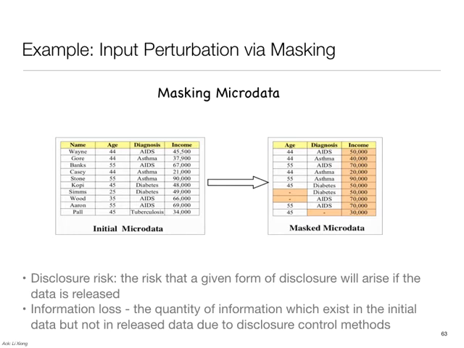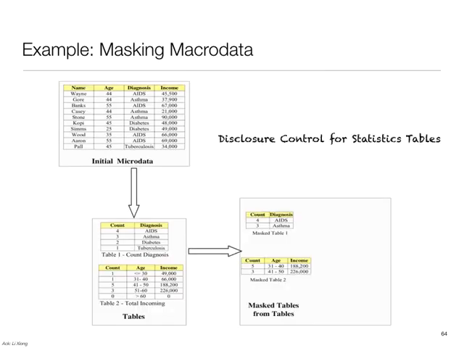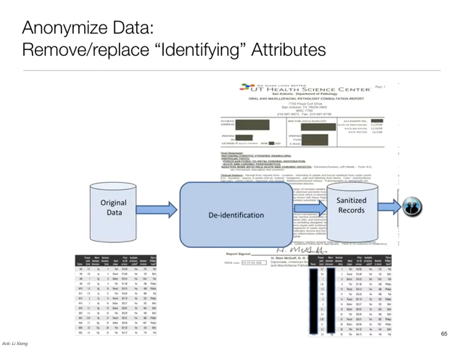You have to be willing to degrade the information you are going to share sufficiently so that the disclosure risk is minimized. Okay, so anonymizing data, removing identifying attributes, I already mentioned that.